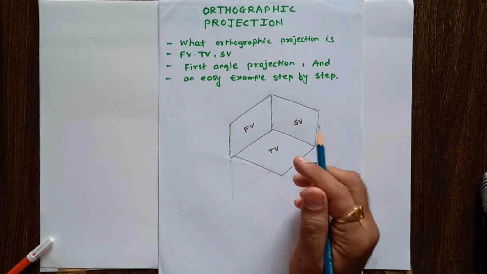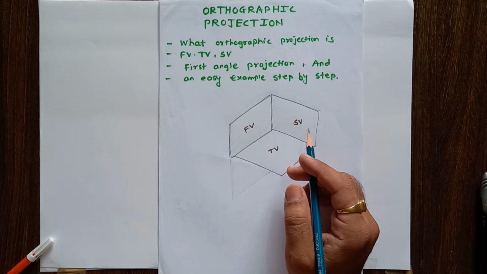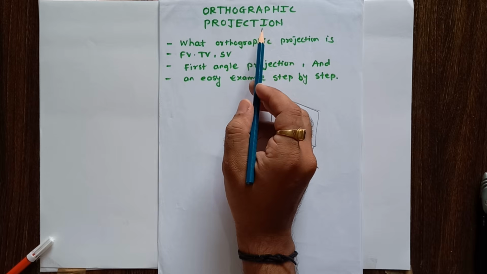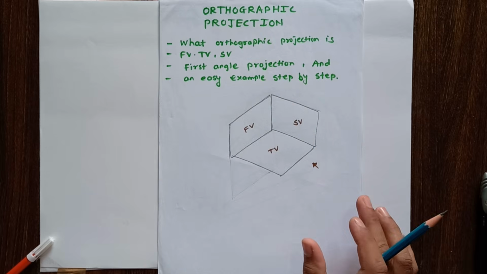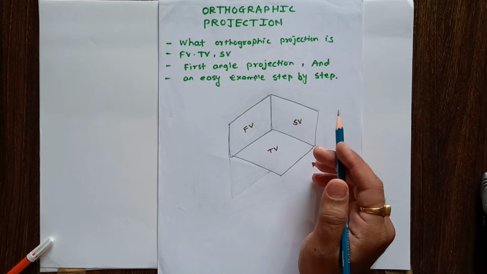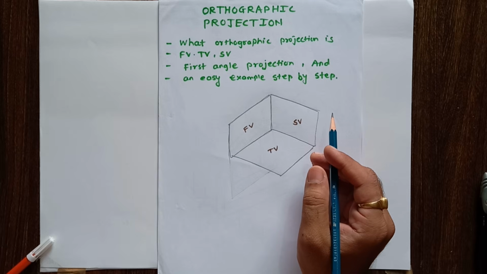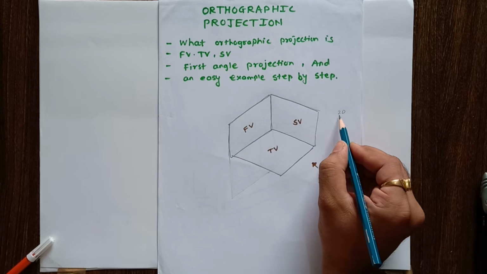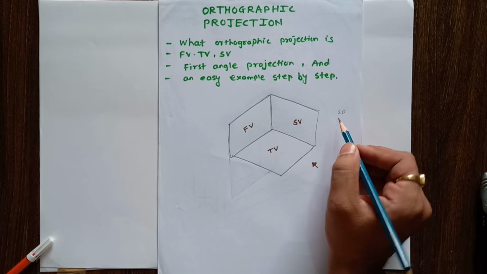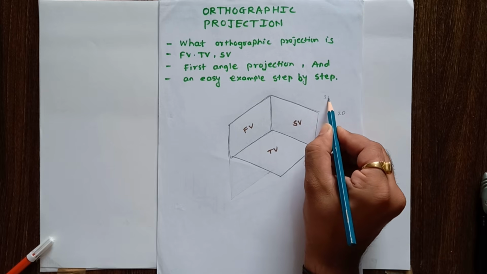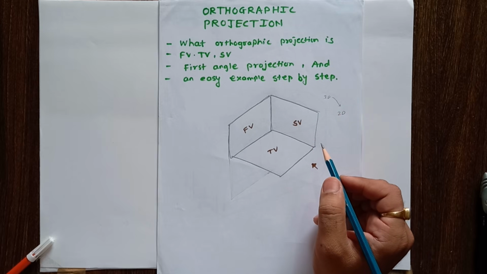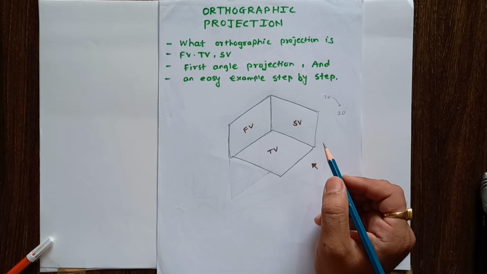So students, in this session, we are going to start a new topic, and the name of the topic is orthographic projection. So, friends, have you ever wondered how engineers turn 3D objects into accurate 2D drawings? The process of converting an object from three-dimensional into two-dimensional is called orthographic projection. This is an important concept used in engineering drawing.